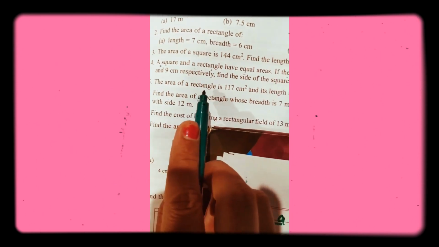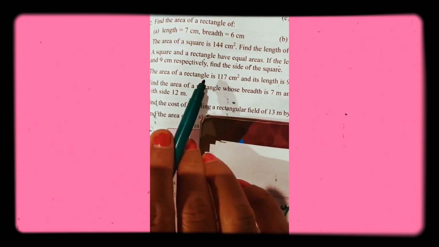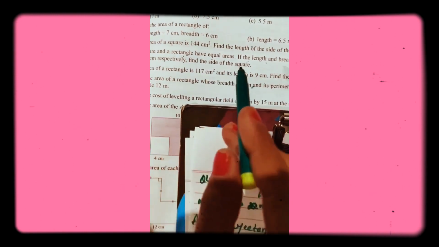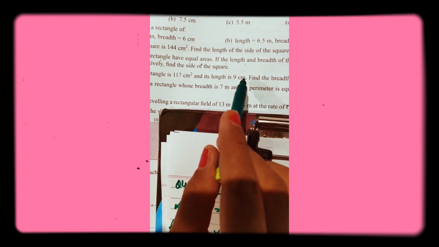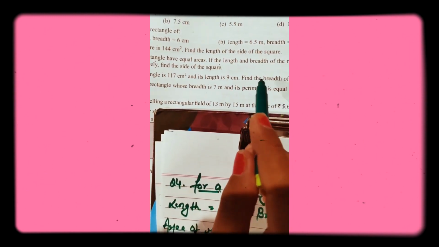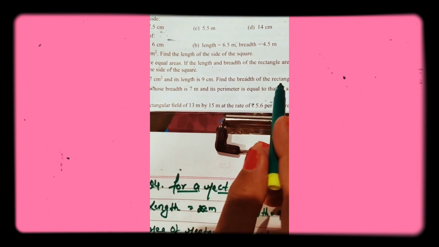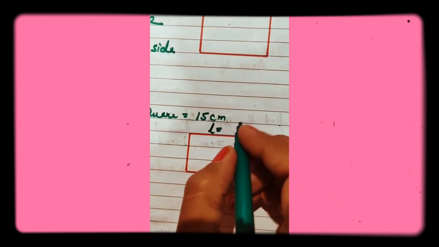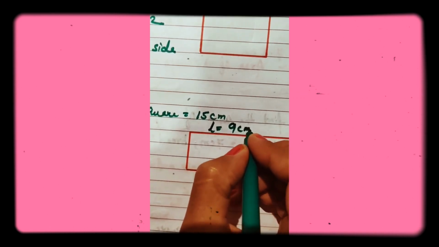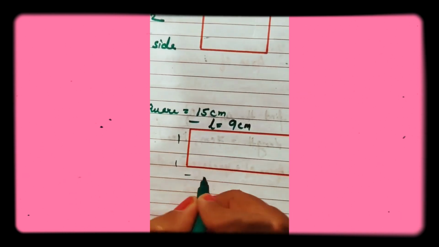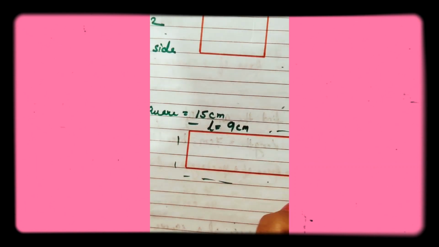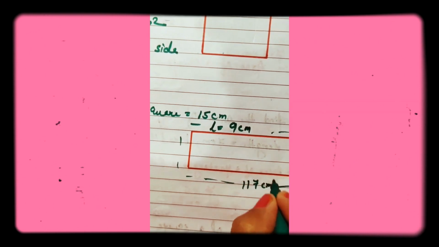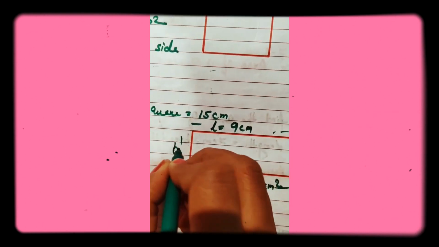Now the next question is the area of a rectangle. Means one rectangle figure, full area is given 117 centimeter square. The length is given 9 centimeter, and we have to find the breadth of the rectangle. Look at this picture. Length is given 9 centimeter, okay, and full area is given 117 centimeter square. Only we have to find here breadth.